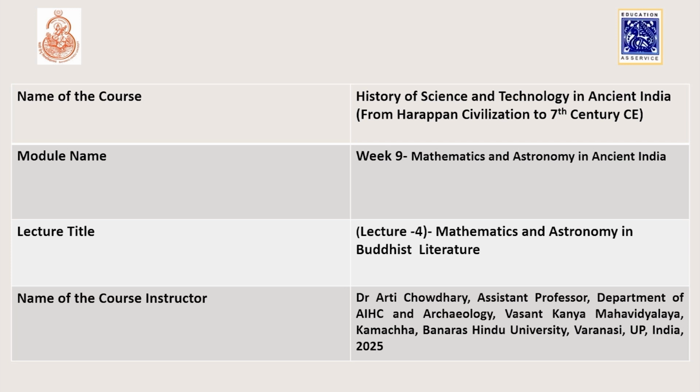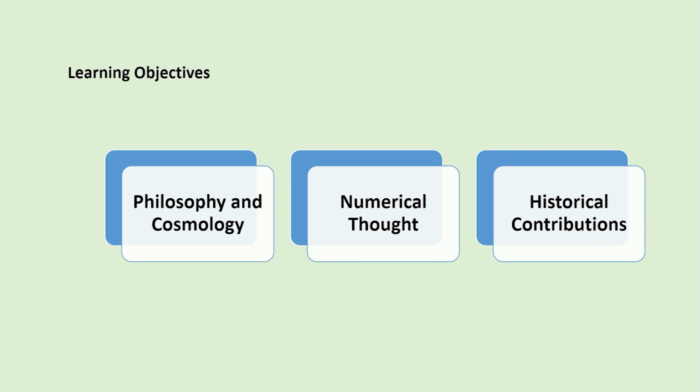Till now, we have discussed the mathematics of Aryabhata, the astronomy of Varahamihira, and the text of Brahmagupta. And now we are moving towards Buddhist mathematics and astronomy. The first learning objective of this topic is to understand the philosophical and cosmological worldview of Buddhism. The second learning objective is to explore the role of logic and numerical thought in Buddhist philosophy. And the third learning objective is to know the historical contributions of Buddhist scholars to Indian scientific thought.